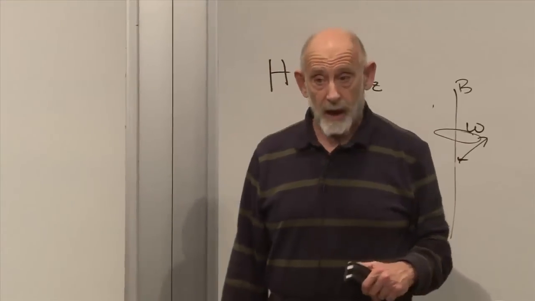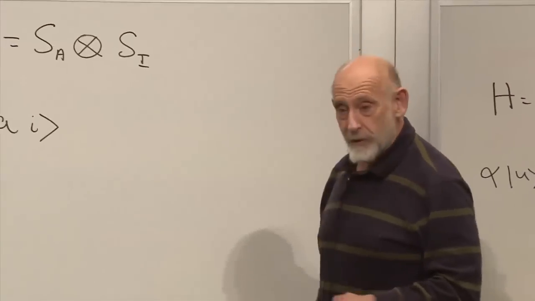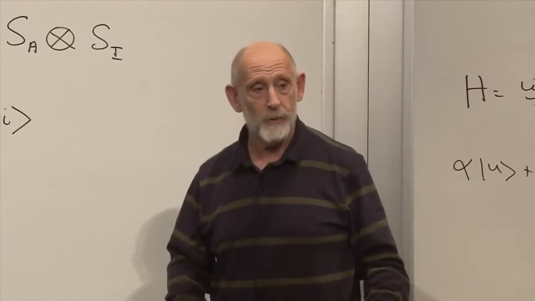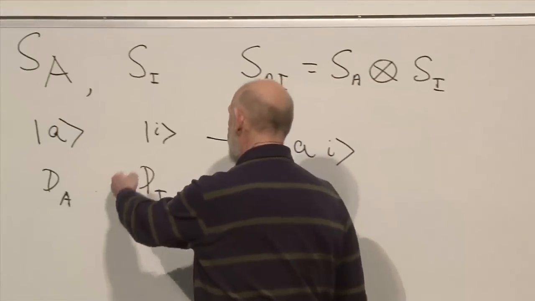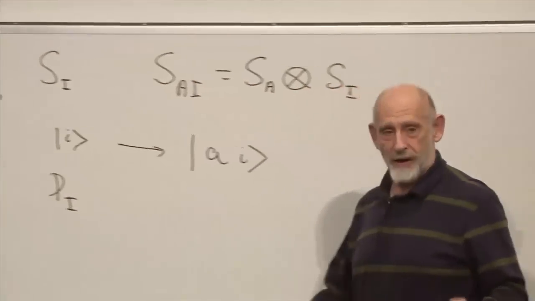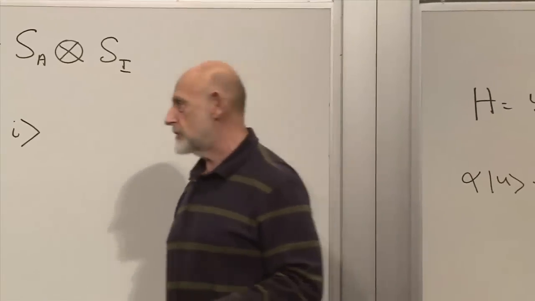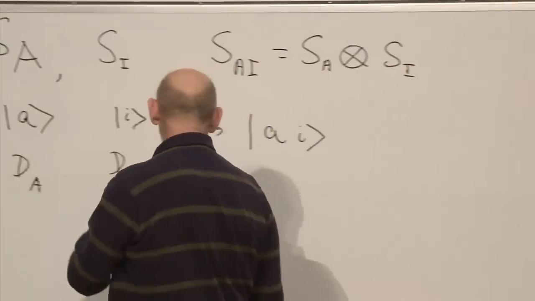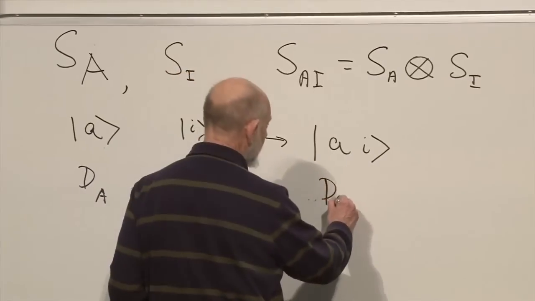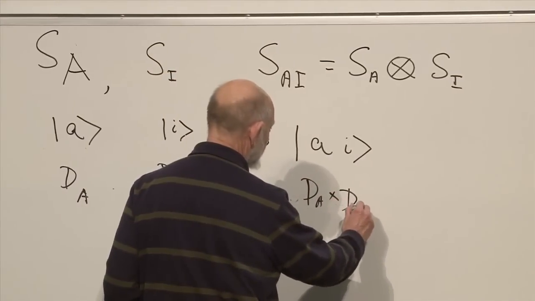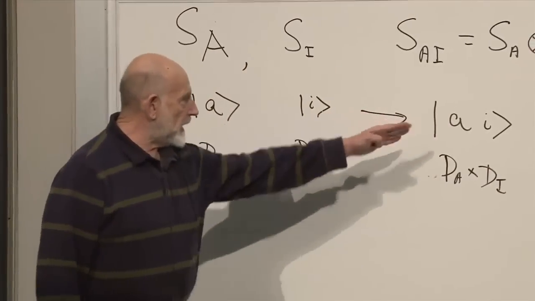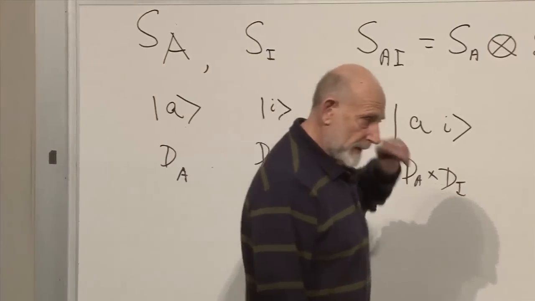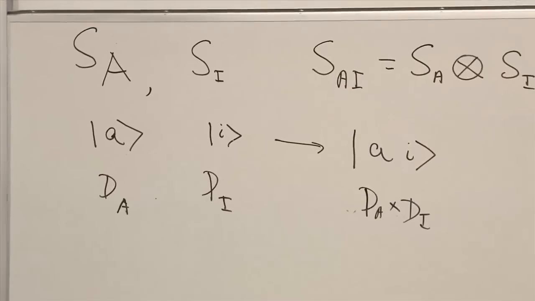dA times dI. You get to pick one from A and one from I, like in the Chinese restaurant, one from A and one from I, okay? And how many are there all together? dA times dI. That's why it's called a product, because the dimensionality is a product. So this is dA times dI in dimensionality. These are the basis states for the tensor product, okay? They're labeled with two indices.